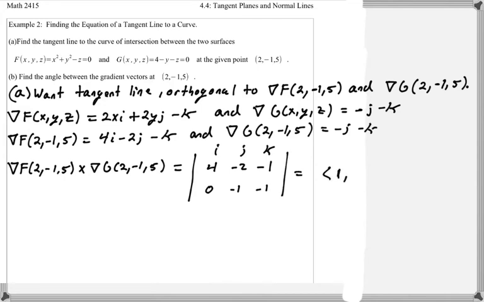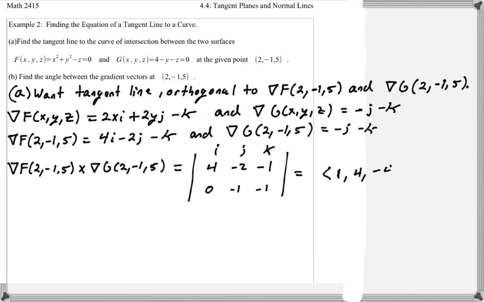Okay, and so we'd cover up the i column, and then we'd have -2 times -1, which is 2, minus -1 times -1, so that essentially becomes 2 minus 1, which is 1. Okay, and then we'll do the j. So then you're going to have 4 times -1, which is -4, and then minus 0 times -1, so it's -4 minus 0, which is going to be -4, and then remember the j component is the opposite sign.